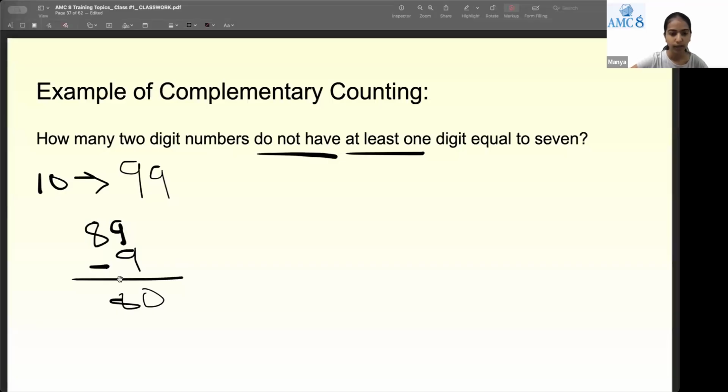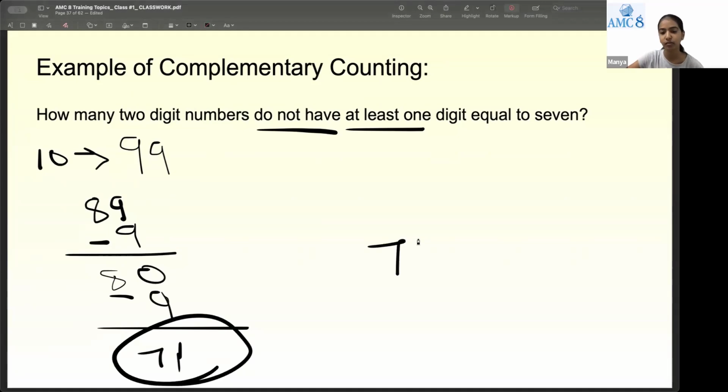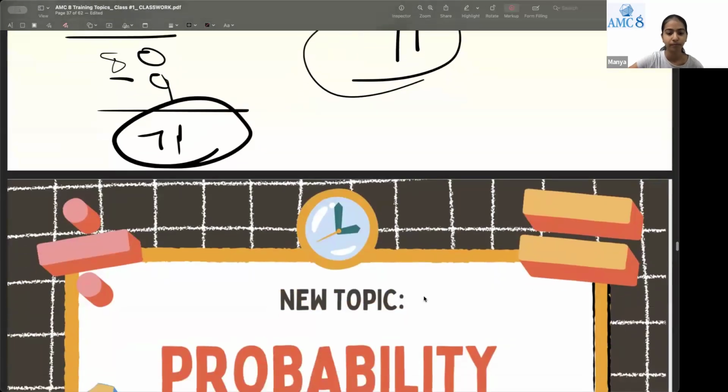And so we would do 89 minus 9, and that would be equal to 80. But then we also have to do 80 minus 9 once again, because of 70, 71, and so on, which is equal to 71. And so instead of 80 numbers, there's actually 71 numbers. And so our final answer would be equal to 71.